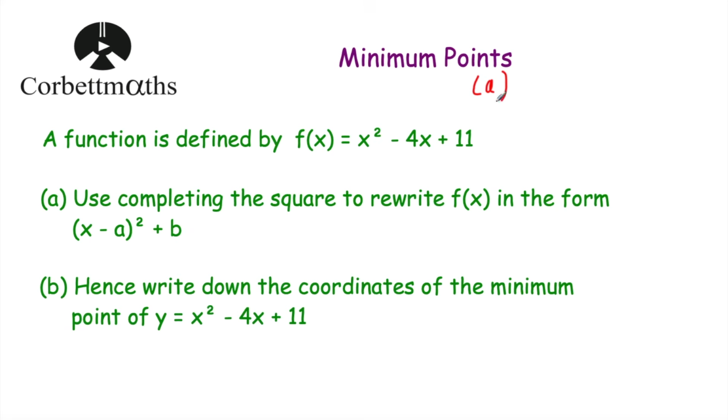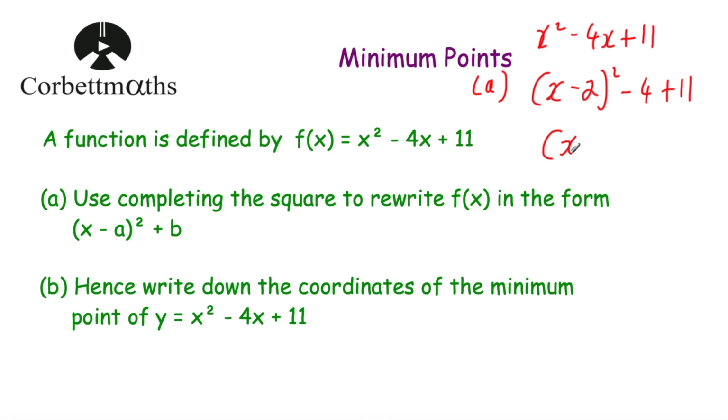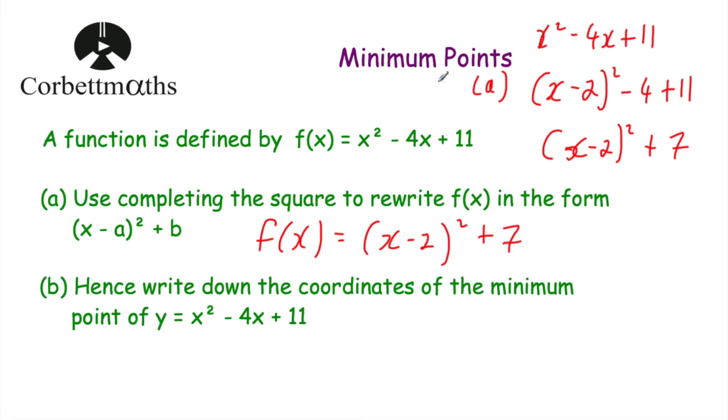So let's do that. So part A, we're going to do completing the square on this. So we've got x squared minus 4x plus 11. To do completing the square, we're going to open up our brackets. We're going to write down x. We're then going to half the coefficient of x, so half of minus 4 will be minus 2. Then close bracket squared, and then minus 2 squared is 4, so we're going to then take away 4 and then put plus 11, and then if we simplify this, we're going to get x minus 2 close bracket squared, and then minus 4 plus 11, well minus 4 plus 11 will be 7, so plus 7. So that means that f of x would be equal to x minus 2 close bracket squared plus 7. So that's part A, just writing this in the form of x minus a close bracket squared plus b.